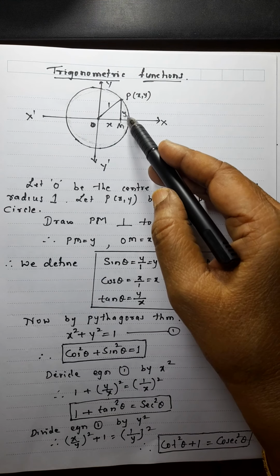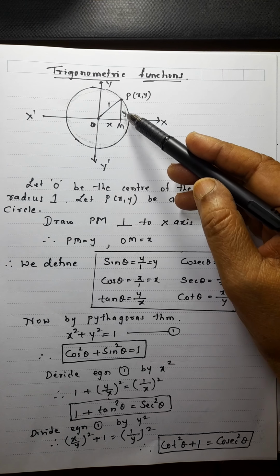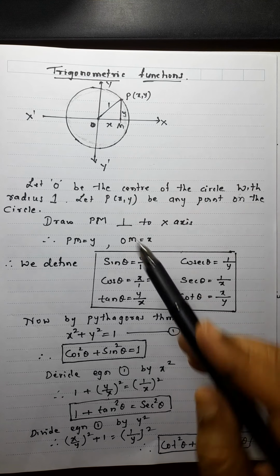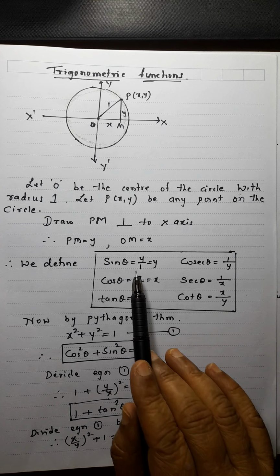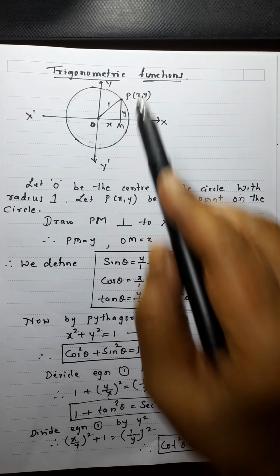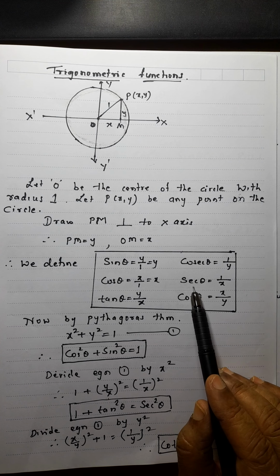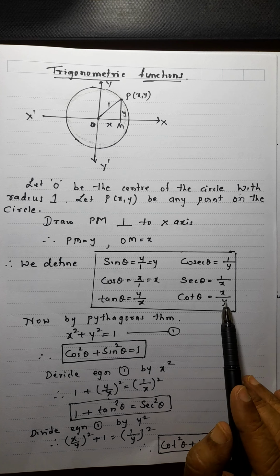Sin theta is y upon 1. Cos theta is x upon 1. Tan theta is this upon this. And its reciprocal is cosec theta. You have done it last year. Its reciprocal is cosec theta. The only thing we are defining is the circle with radius 1. Sec theta is 1 by x, its reciprocal. Cot theta is the reciprocal of tan theta.